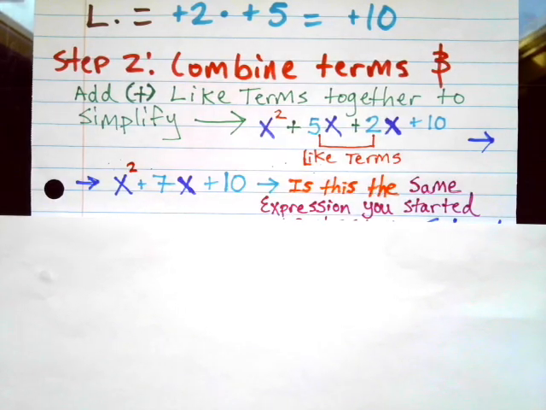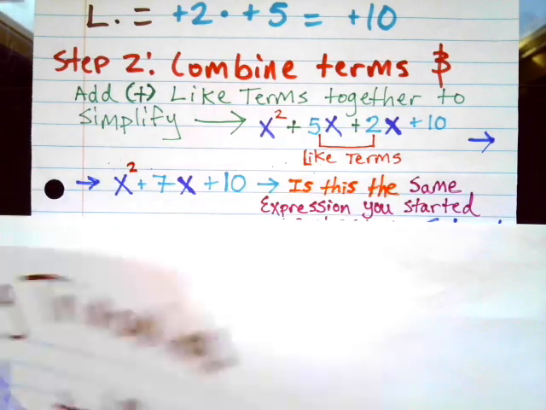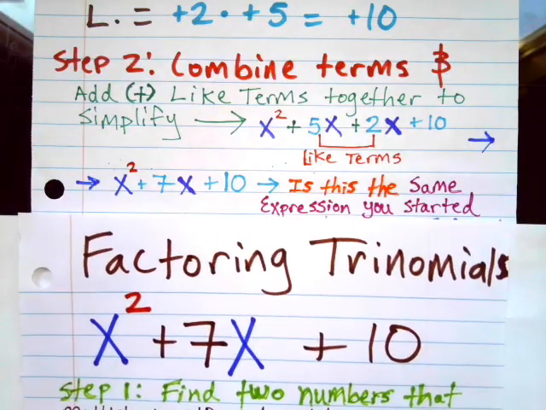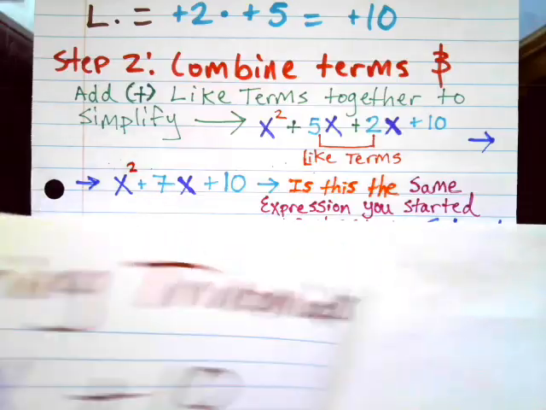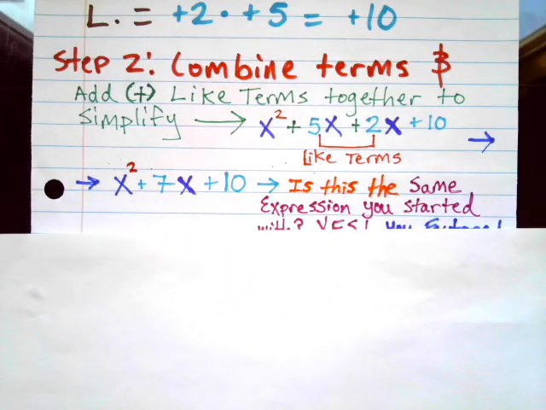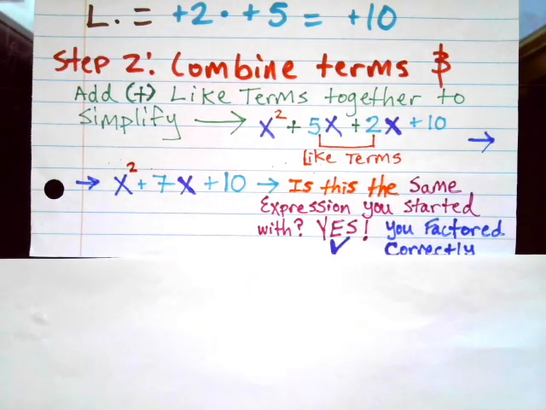Hey, is this the same expression that we started with that you see below? x squared plus 7x plus 10. It absolutely is. Yes, then you have factored correctly. So again, using FOIL is a way to check your answers after you have factored.